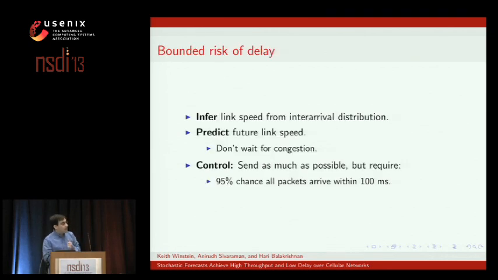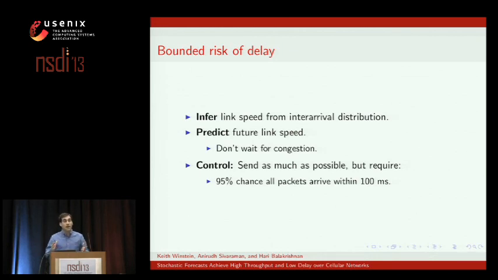So what do we mean by that? How do we assess the risk of the delay? We have a sort of three-part algorithm. At the receiver, the Sprout receiver, we try and infer what is the current link speed. You know, it goes up, it goes down. We do this probabilistically. We're not certain. We'll talk about that. Then part two, we try and predict what's going to happen to the link speed in the future.